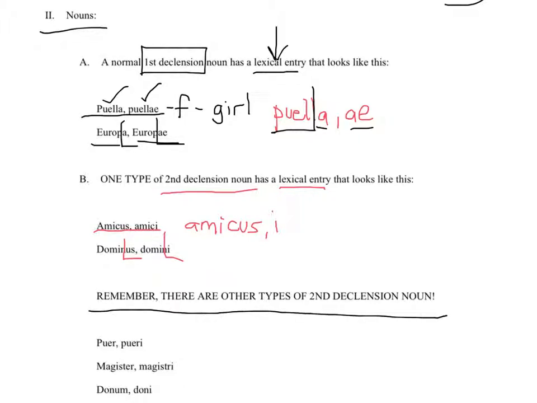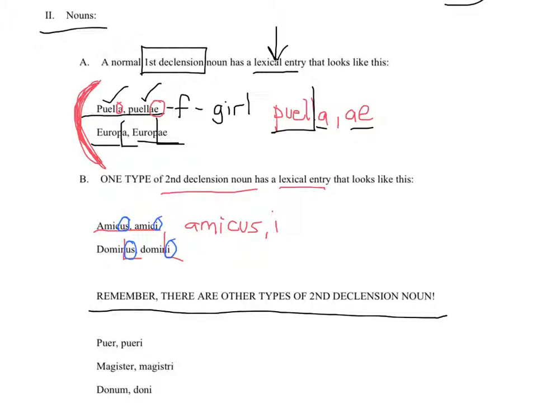The first declension noun, back up here, is quite simple. It has one style of entry only. All of the first declension nouns end in A in the nominative singular and AE in the genitive singular. Second declension nouns are more complicated. You can see that this ends in US, the nominative singular, and this ends in US, the nominative singular, and the genitive singular here ends in I, and the genitive singular here ends in I.